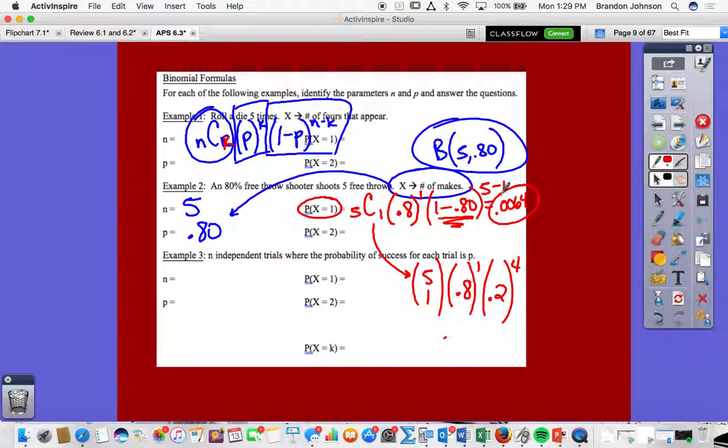So if someone says, oh man, I'm an 80% free throw shooter, let's say Matthew Wong, aka Beyonce, said, I'm an 80% free throw shooter and he only made 1, the probability that that actually would happen, seeing that he's an 80% free throw shooter, would be 0.0064, okay? Now let's talk about the next one, and I'll clear this.